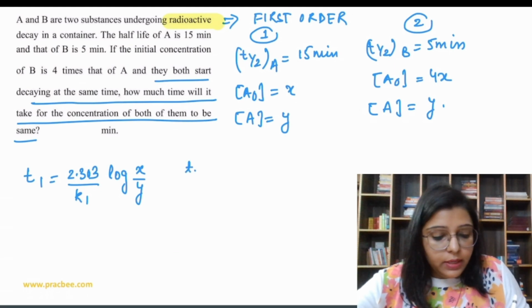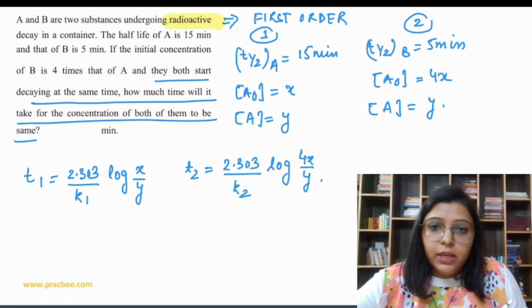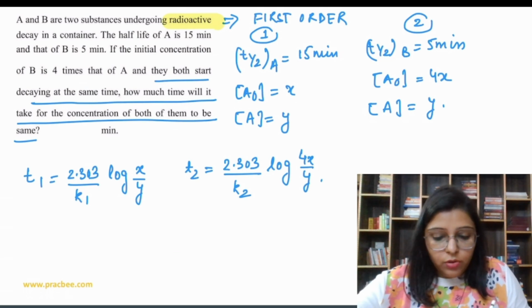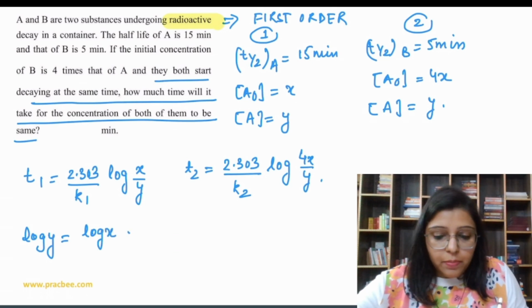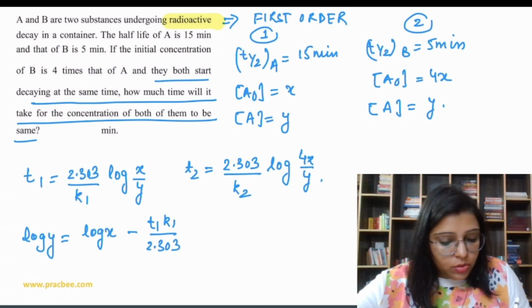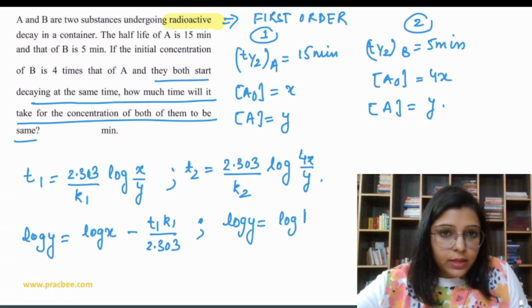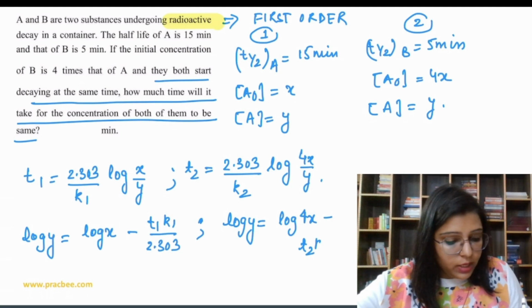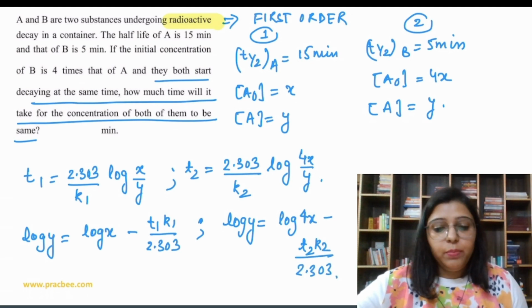Similarly, T2 is equal to 2.303 upon K2 log 4x upon y. So from here we can find out the value of y. So log y is equal to how much? Log x minus T1 K1 upon 2.303. So similarly here log y is equal to what? Log 4x minus T2 K2 upon 2.303. Right? So log y, both are same, na?